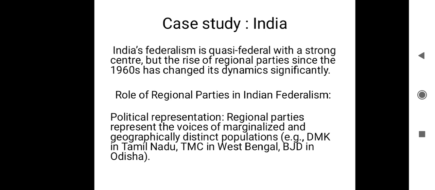First is political representation. Regional parties represent the voices of marginalized and geographically distinct populations. Examples: DMK in Tamil Nadu, TMC in West Bengal, and BJD in Odisha, that is Biju Janata Dal.